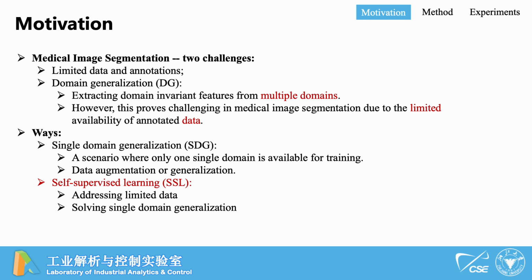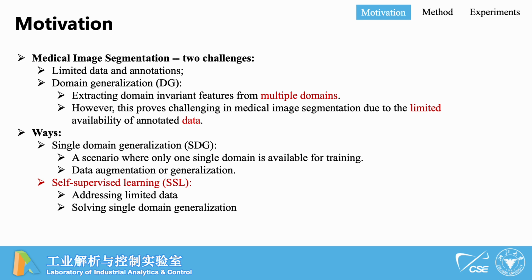Most domain generalization methods involve extracting domain invariant features from multiple domains. However, this proves challenging in medical image segmentation due to the limited data. Facing two challenges in the medical field, a more realistic yet challenging setting is single domain generalization, a scenario where only one single domain is available for training. Most single domain generalization methods focus on data augmentation or generalization. We propose to solve these challenges in a new way.